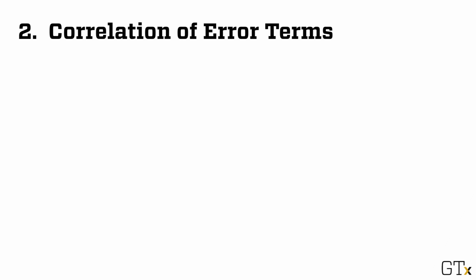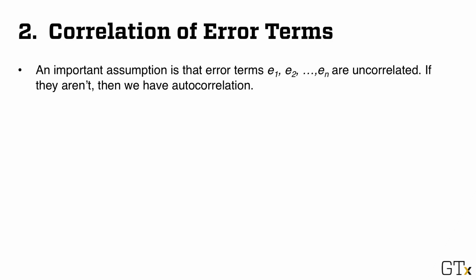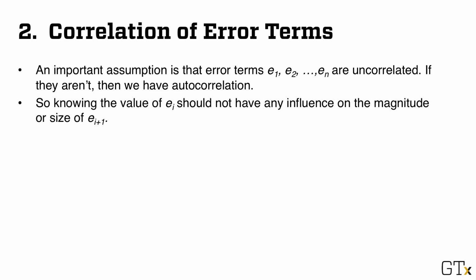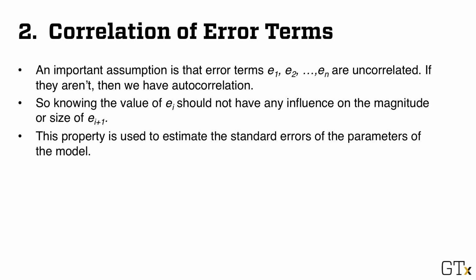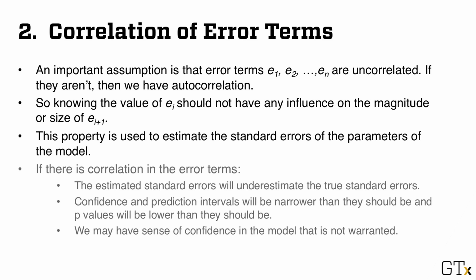The next common error that we sometimes see is correlation of error terms. An important assumption is that error terms are uncorrelated. If they are not, then we have autocorrelation. So what do we mean? Knowing the value of e_i should not have any influence on the magnitude or size of e_i+1. This property is used to estimate the standard errors of the parameters of the model. If there is correlation in the error terms, then we have some problems.